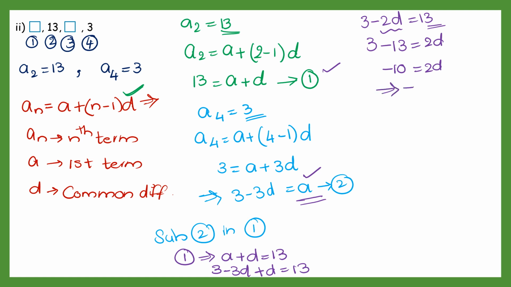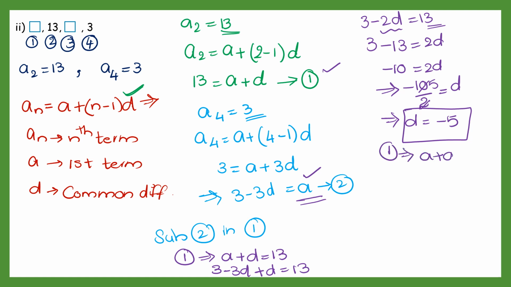That means minus 10 is equal to 2 into D. If the 2 comes to the left side, it will become divided by 2. So 2 ones are 2, 2 fives are 10. So the value of D is minus 5. We got the value of D. Let's substitute the value of D in the first equation. What is the first equation? A plus D is equal to 13. A minus 5, we got the value of D as minus 5, is equal to 13. That means A is equal to 13 plus 5. So we got the value of A.